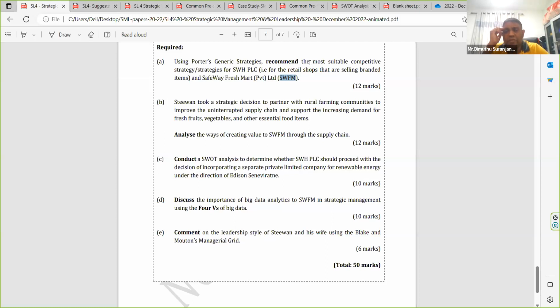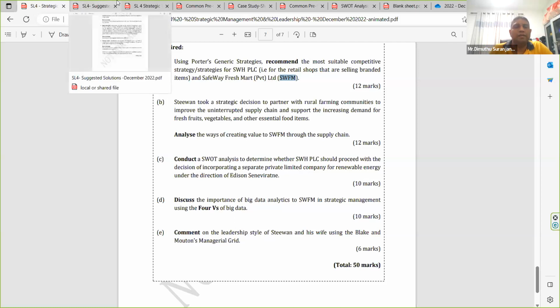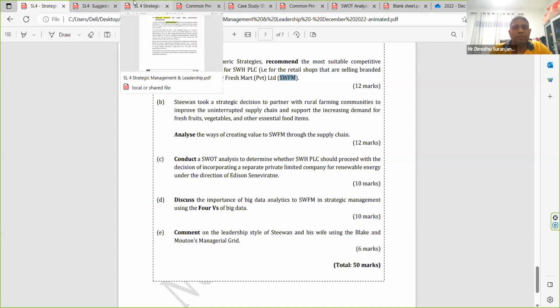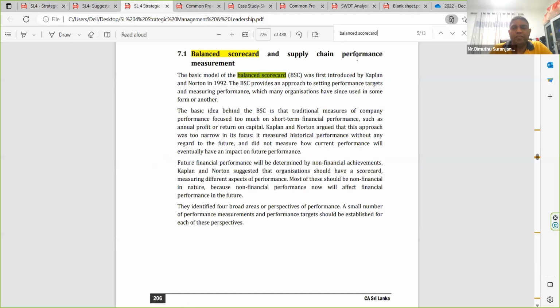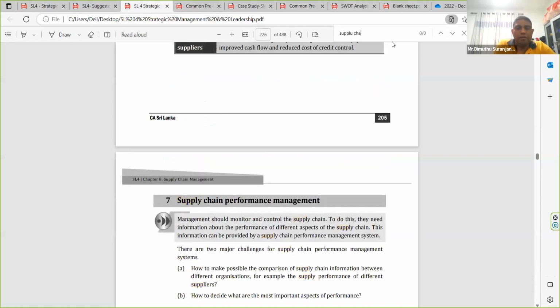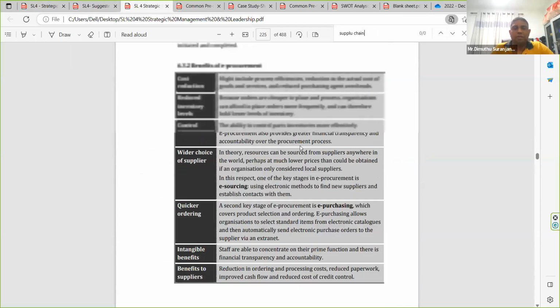Analyze the ways of creating value to SWFM through the supply chain. Creating value to SWFM through the supply chain. That is theory. If you go through your study pack, go to the supply chain topic, you can find the theory part of supply chain.